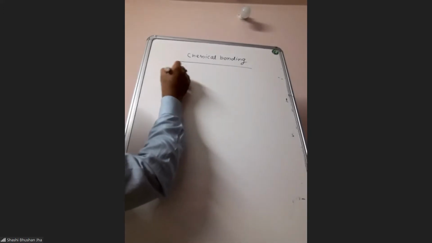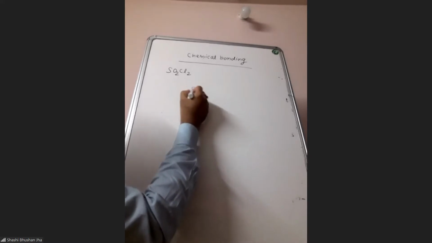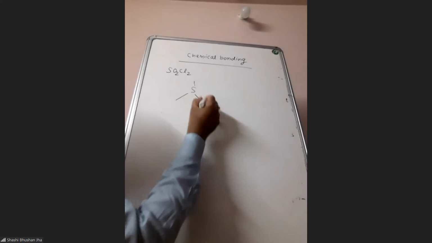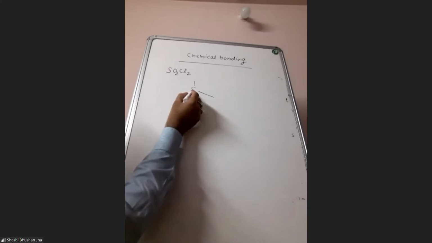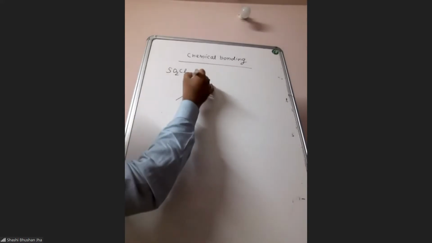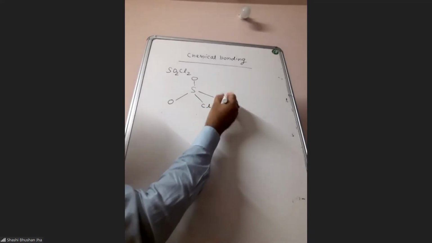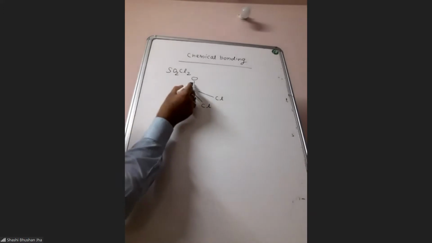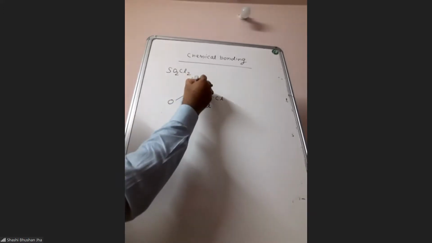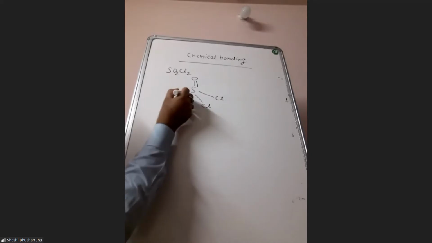So the given compound was sulfuryl chloride, SO2Cl2. What is the geometry of this compound? Tetrahedral. Now sulfur is forming two bonds with oxygen and two bonds with chlorine. So suppose these are the two bonds with oxygen and these are the two bonds with chlorine. Now, you know, oxygen covalency is 2, so the bond between oxygen and sulfur will obviously be a double bond, and the bond between oxygen and this sulfur will also be a double bond.